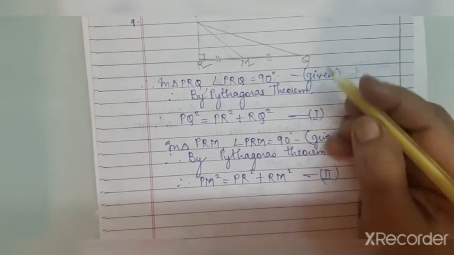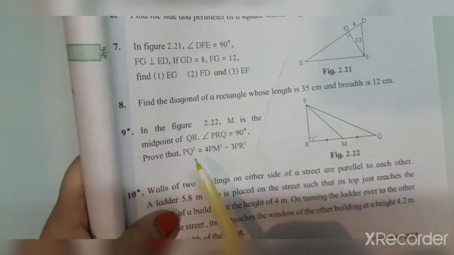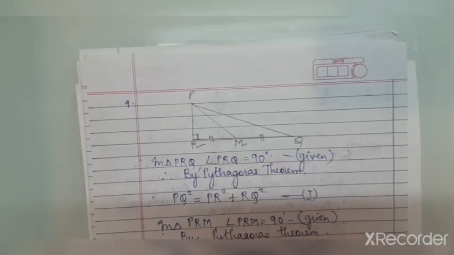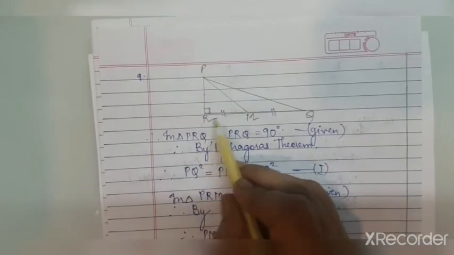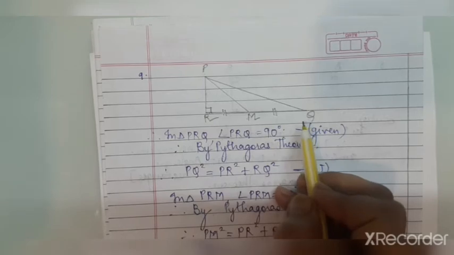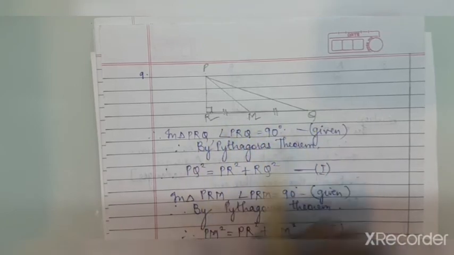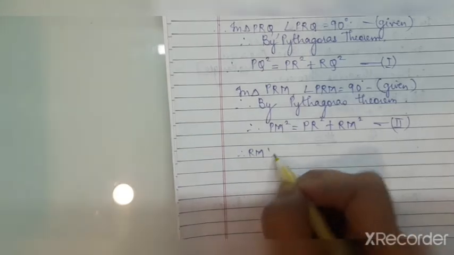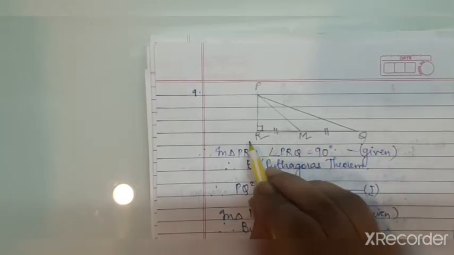Now we used Pythagoras in both the triangles. Now somewhere we have to reach what is asked to prove, that is, PQ square equal to 4 PM square minus 3 PR square. So there is one more piece of information given, that M is the midpoint of RQ. If M is the midpoint of RQ, then RM is half of QR, or RM is half of RQ. So just after this I can write, therefore, since RM is half of RQ. Now why do we write that RM is half of RQ? Because M is the midpoint of RQ.